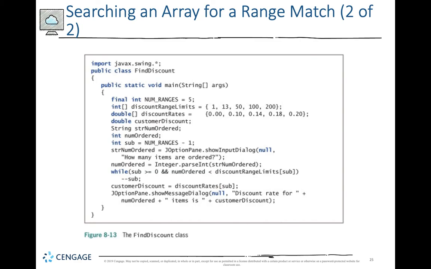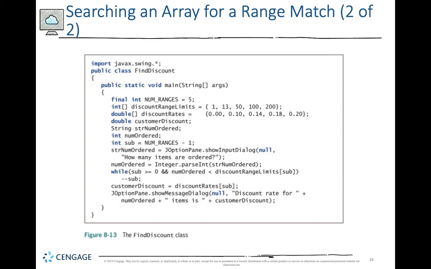So sub is num range minus 1, right? It'd be 4, right? So sub is 4 if, and we got a condition here. Remember, inside the parentheses, this is the condition that we're looking at. Sub is greater than or equal to 0. Yes, that's true because sub is 4, right?